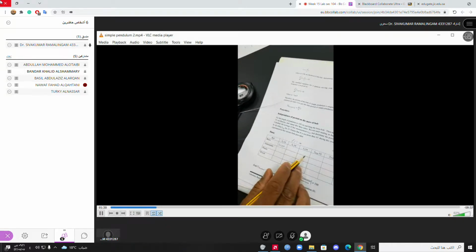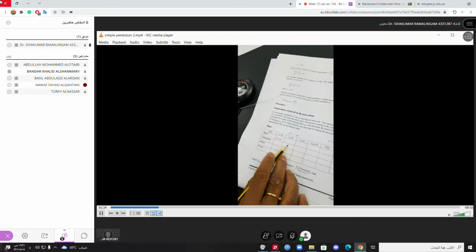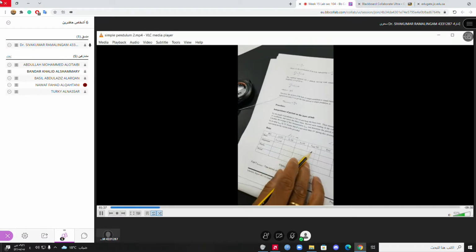Repeat this experiment for a second time and a third time. Three different times you are repeating. Sometimes you will get the same answer, sometimes different. Take the average. Add all these three, divide by 3, and you will get the experimental value of T.